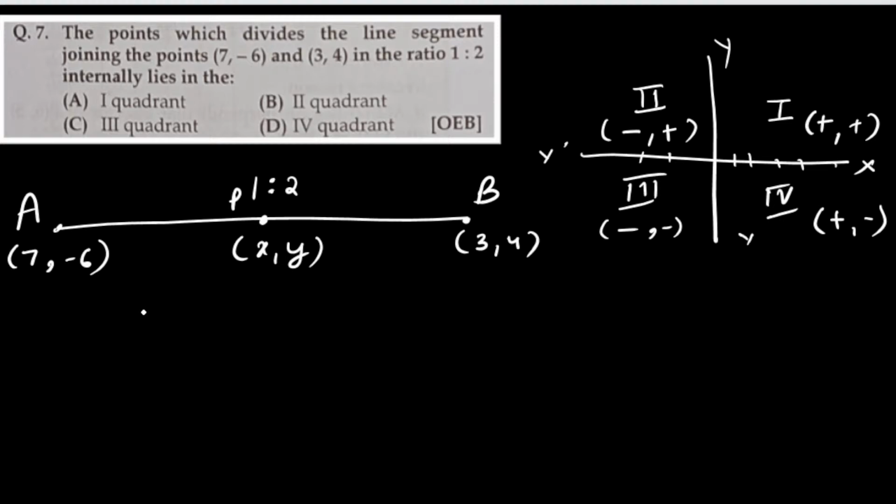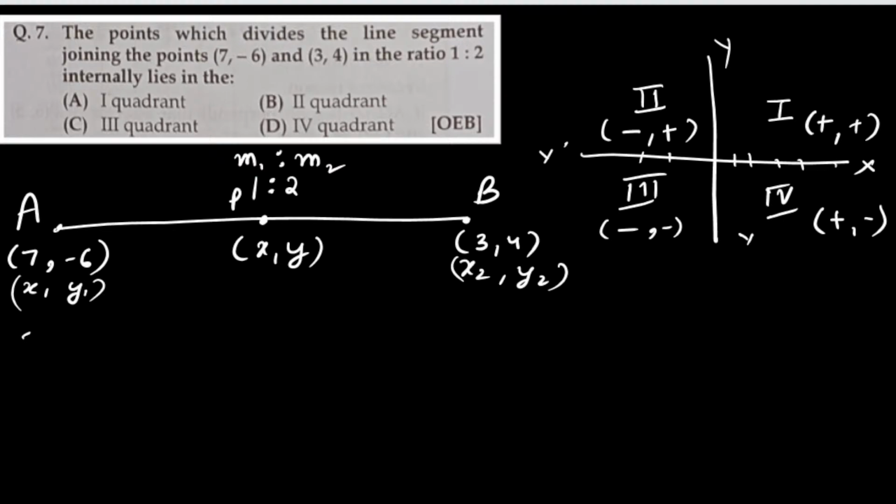So let's find it now. Since the ratio is given to us, we have to use the section formula. I'll consider A's coordinates as x1, y1, B's coordinates as x2, y2, and point P's coordinates as x, y, which we have to find, and the ratio as m1 is to m2.